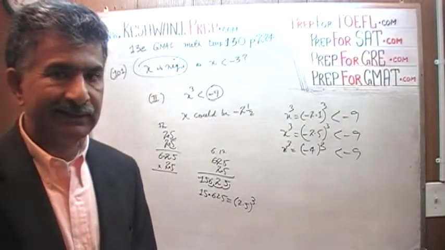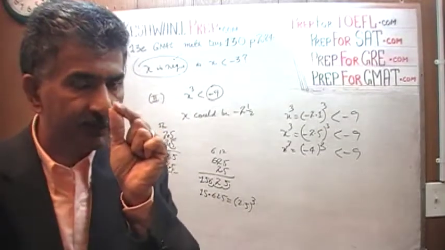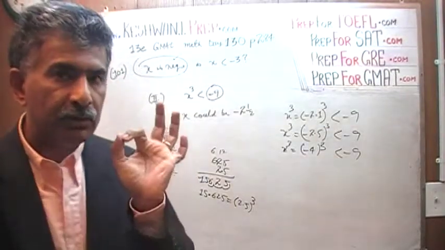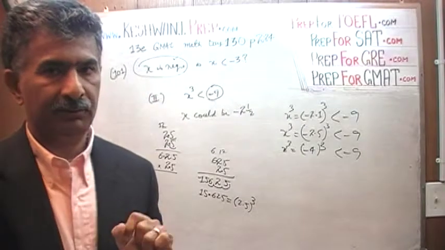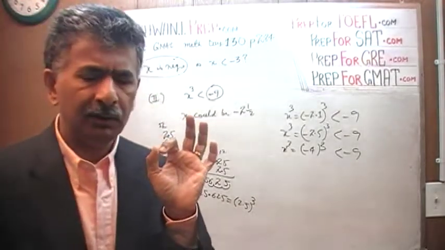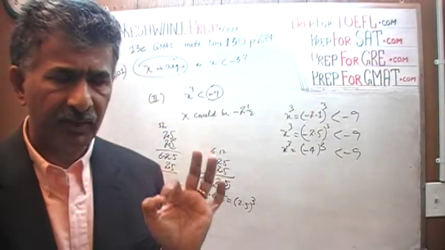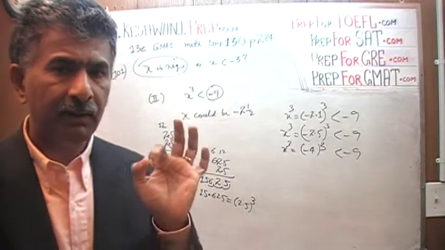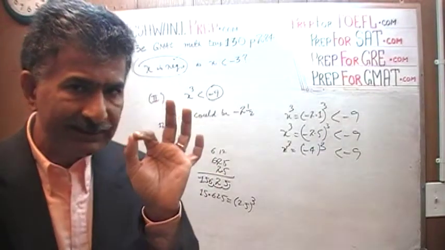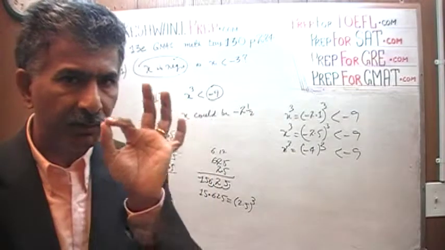X is less than, a little bit less than negative 2. Because as we just found, the cube of negative 2, negative 2 times negative 2 times negative 2, is negative 8. Therefore, just a little bit less than negative 2, if you cube it, you're going to get negative 9.